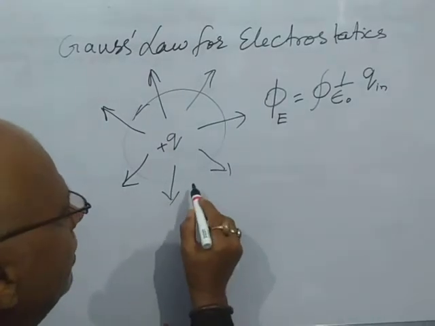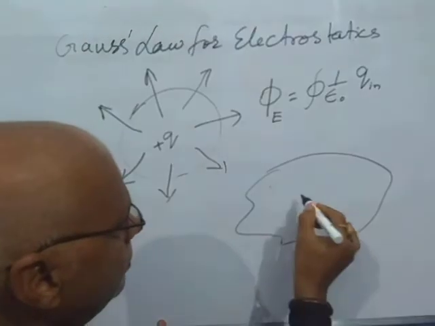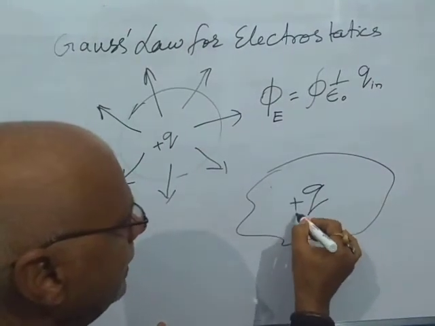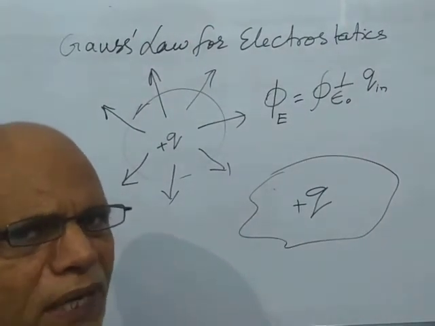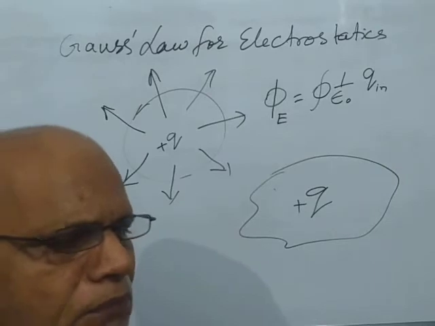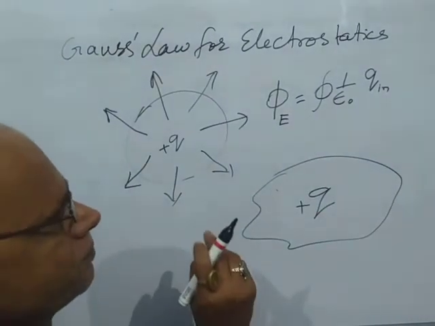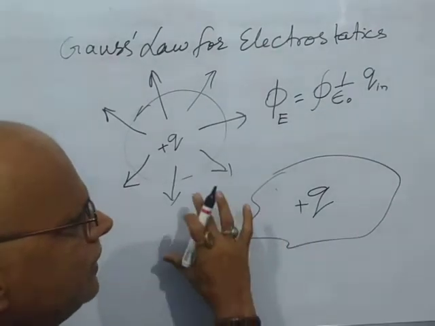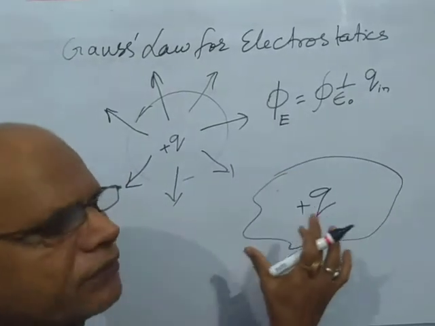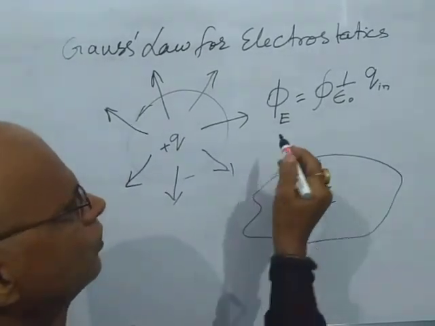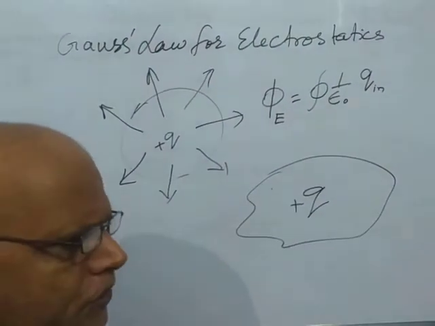Now it is not important whether the surface is spherical, irregular, or any other shape. If it is enclosing some charge, it is not affected by the shape of the surface. Irrespective of the shape of the closed surface, we essentially have the same relation found to be true.